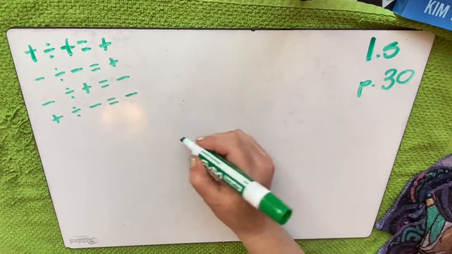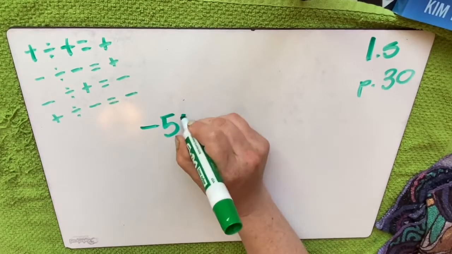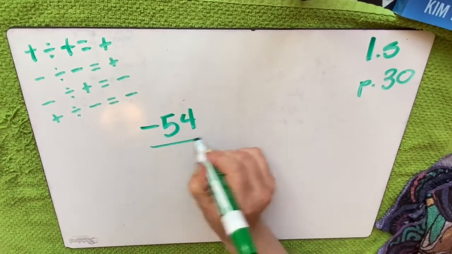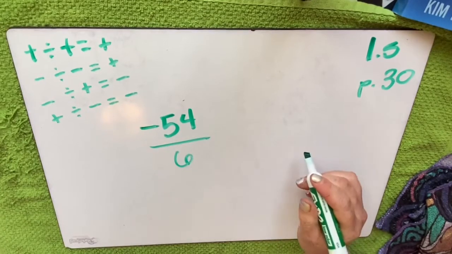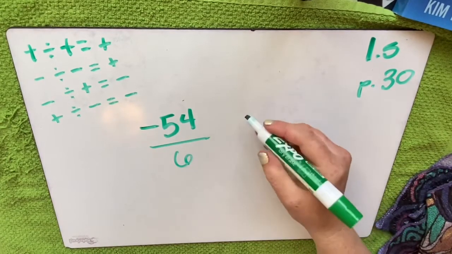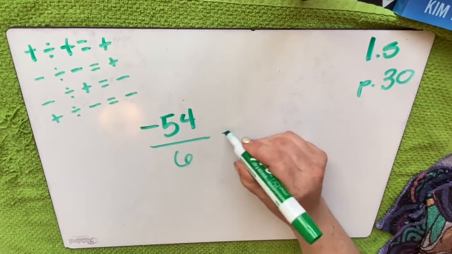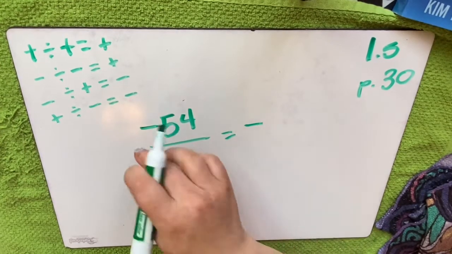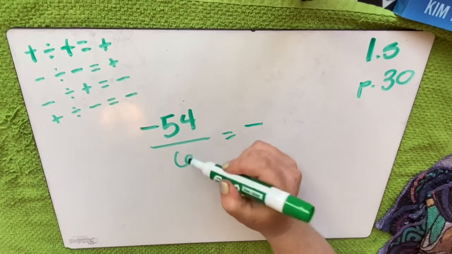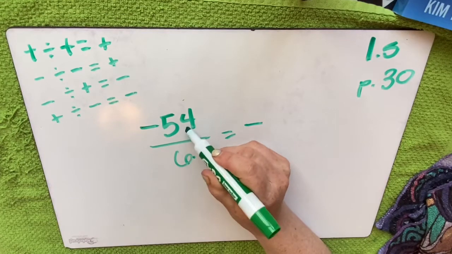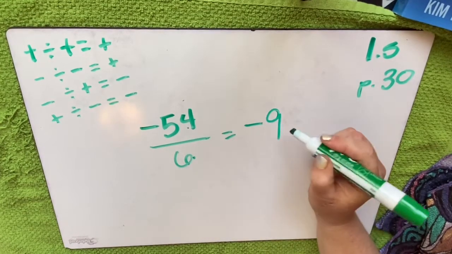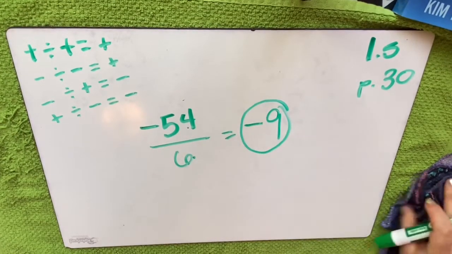Here's this one. It's not really a fraction. So it says negative 54 divided by 6, right? Okay, so how many negatives are there? 1 negative, so 1, right? And then what times 6 is 54 is 9. So the answer is negative 9.